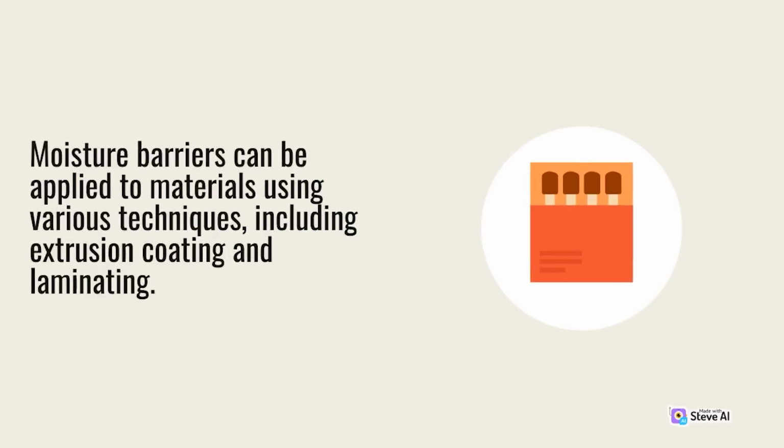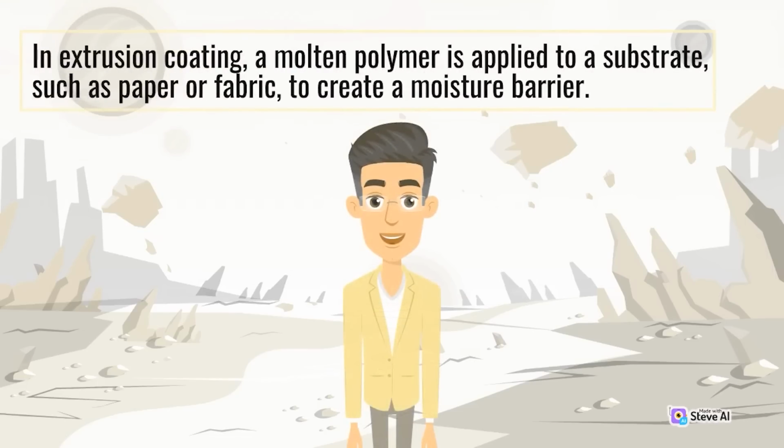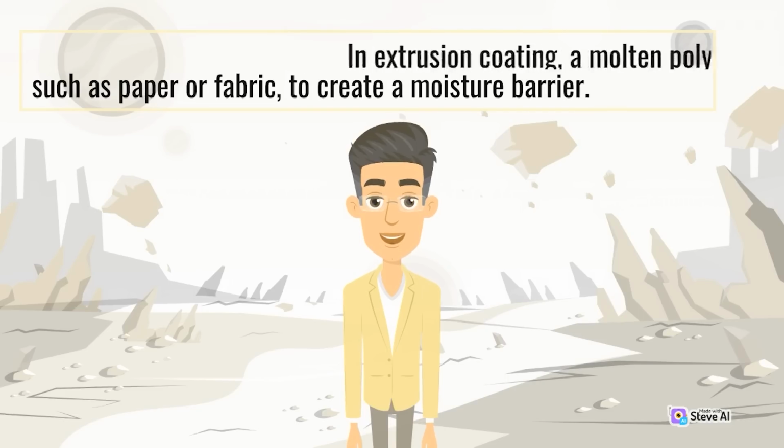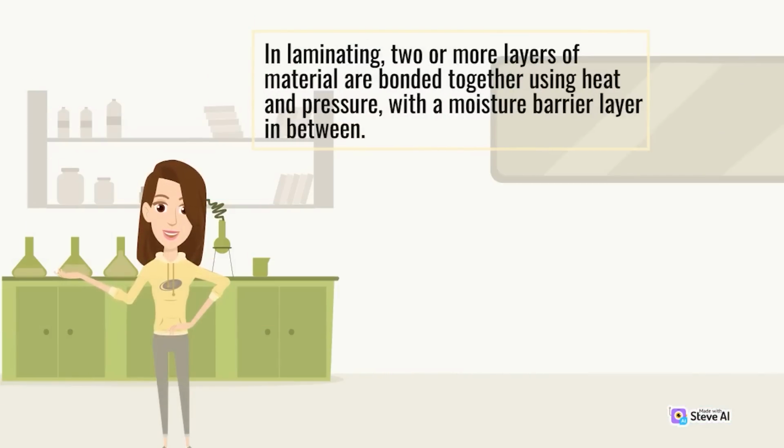Moisture barriers can be applied to materials using various techniques, including extrusion coating and laminating. In extrusion coating, a molten polymer is applied to a substrate, such as paper or fabric, to create a moisture barrier. In laminating, two or more layers of material are bonded together using heat and pressure, with a moisture barrier layer in between.